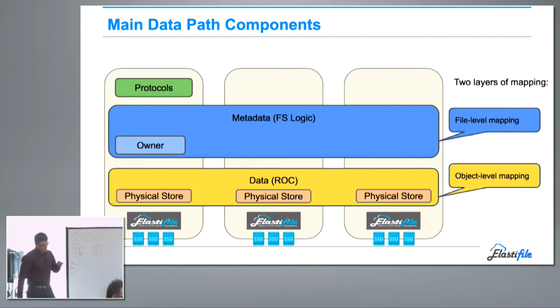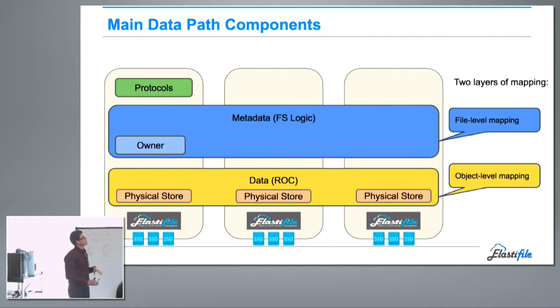Now, what's important to note is that we have 2 layers of mappings. You've seen the first layer, which is the file system level layer of mapping. And then we have another object level layer of mapping, which allows us to leave all of the complex file system operations for snapshots and for AsyncDR and for just maintaining consistency of the file system at the level of the metadata.